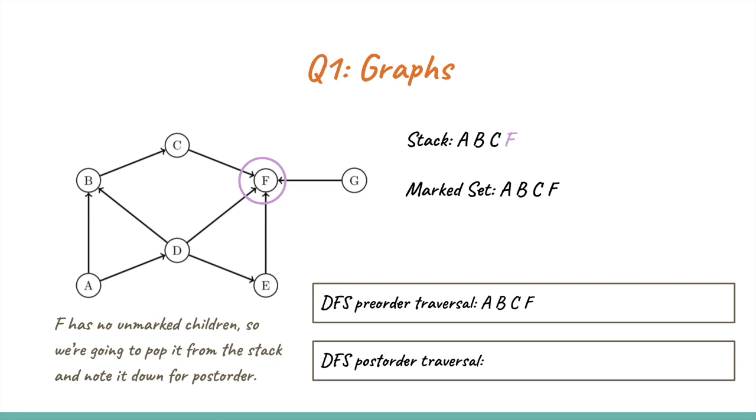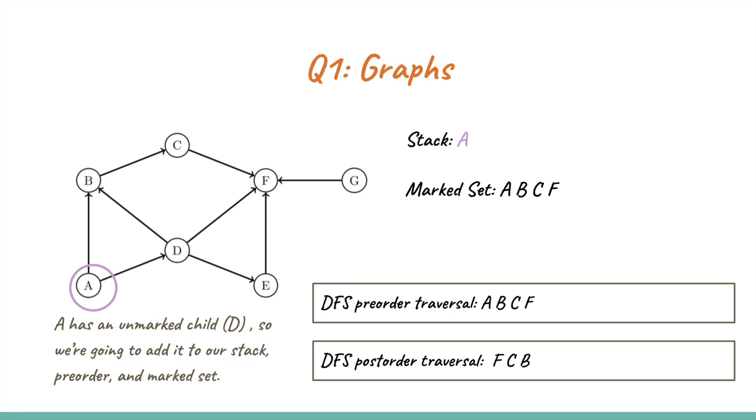Okay, now we're at F, and we see that it has no unmarked children, so we're going to pop it from the stack and note it down for post order. C has no unmarked children, so we add it to post order. B has no unmarked children either, so we add it to post order.